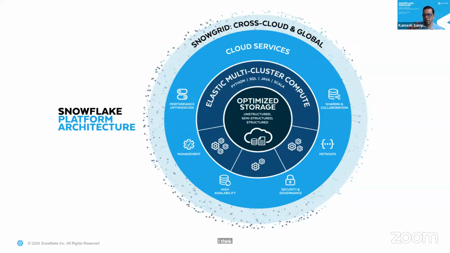So just a quick overview of the architecture. We have the elastic multi-cluster compute, as I was telling you about, and the optimized storage, which is a central place where we store all our data files. Then we have the multi-cloud compute, which end of the day is a compute. In the Snowflake world, when you talk about a warehouse, it's not a physical warehouse, it's a compute backed by storage. That's what we call it.